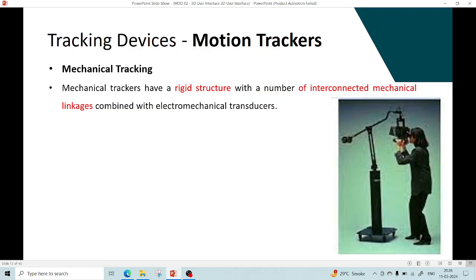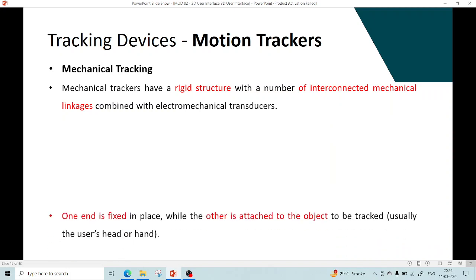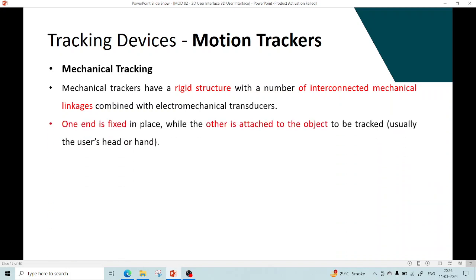Generally, the system will look something like this, which has multiple linkages and looks bulky, a large system to track data. One end of this system will generally be fixed, and the other end is attached to the object to be tracked. That object can be a head-mounted display, the user's head, or the user's hand, and you will be tracking the motion of that head or the hand of a user.